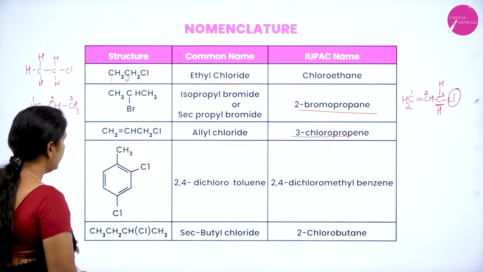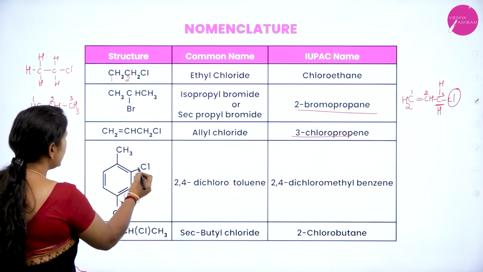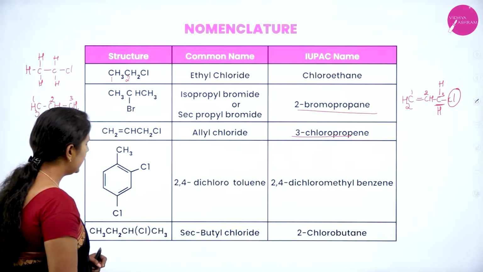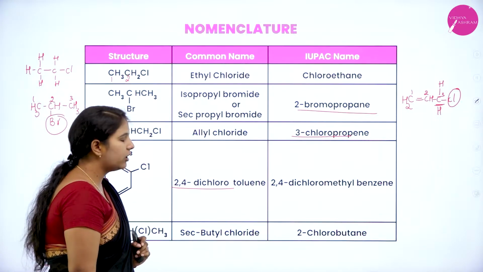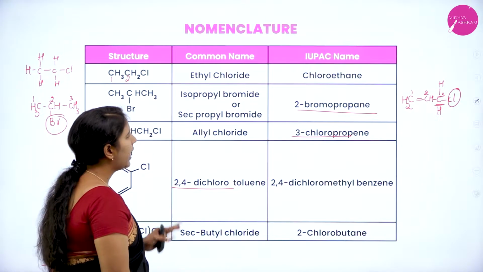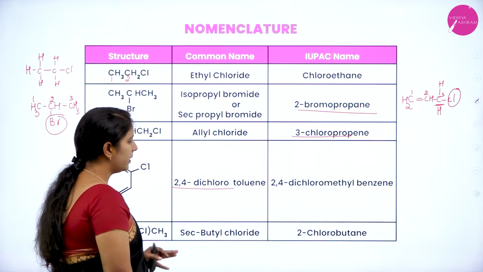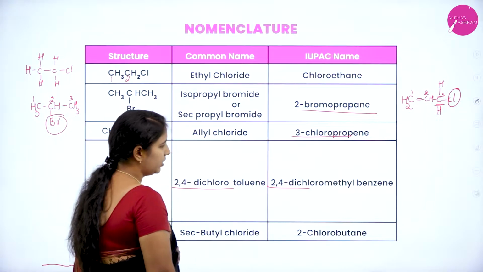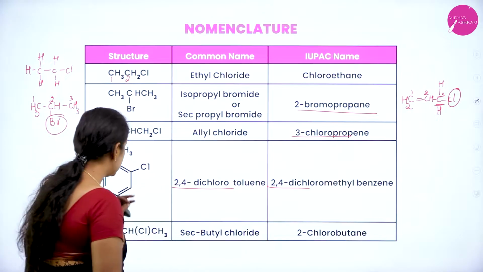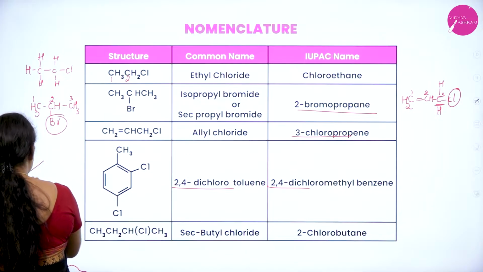Next, we have aromatic haloalkanes. You can see that we have CH3 and Cl, Cl. The common name is 2,4-dichlorotoluene, and the IUPAC nomenclature will go like this. I can rewrite this structure also like this.